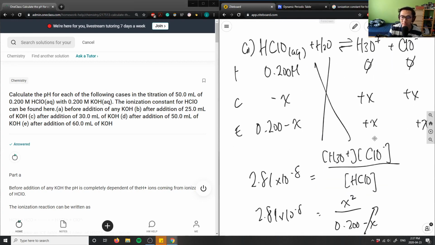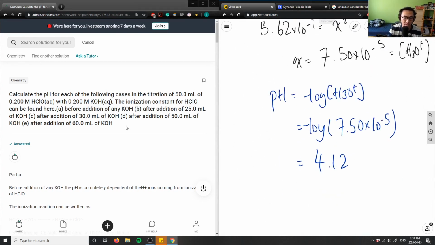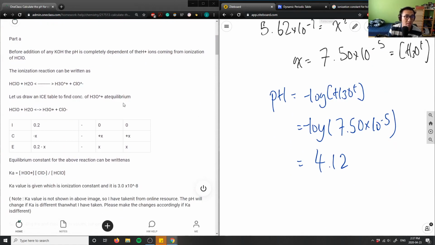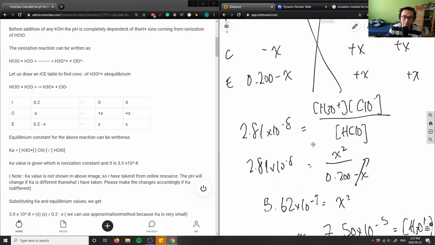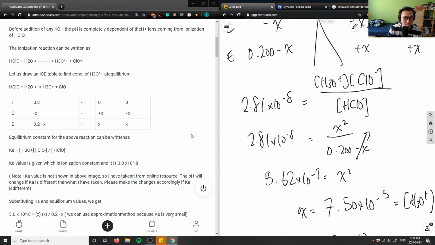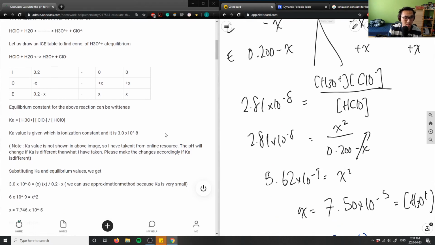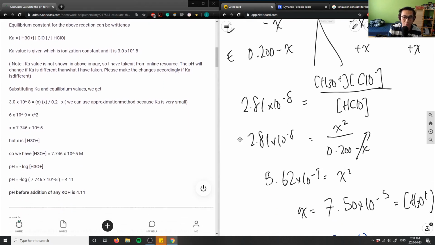So let me just check my answer real quick and see if we verified our solution correctly. So part A is saying that they use exactly an ice table like I did as well. They drew out the ionization reaction. That's perfect. And they use an ice table. They gave us the ionization constant as 3.0 times 10 to the negative 8. I wrote 2.81 here. So my answer might be different, but it should be around the same.